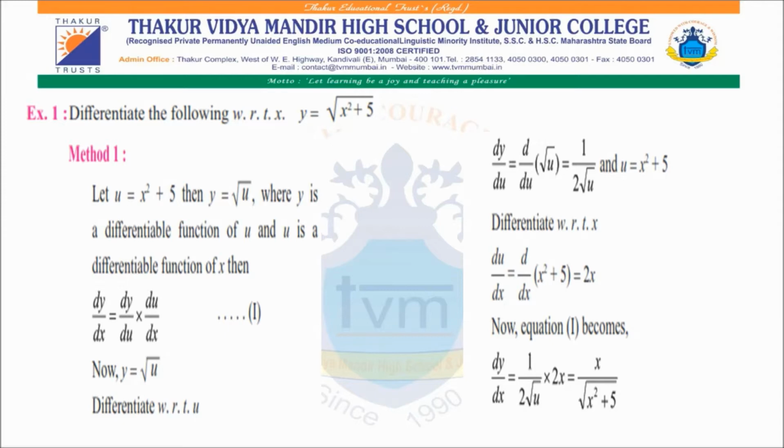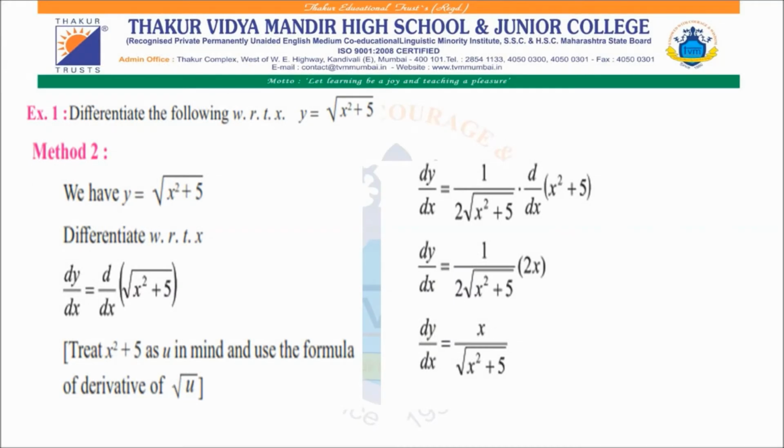You can also directly do it by using the formula: y equals root of f of x, then dy by dx equals 1 by 2 root of f of x into f dash x. By using that formula also you can solve this. Next method. Here's the same question, but the method is different. Here you have to solve by using that formula.